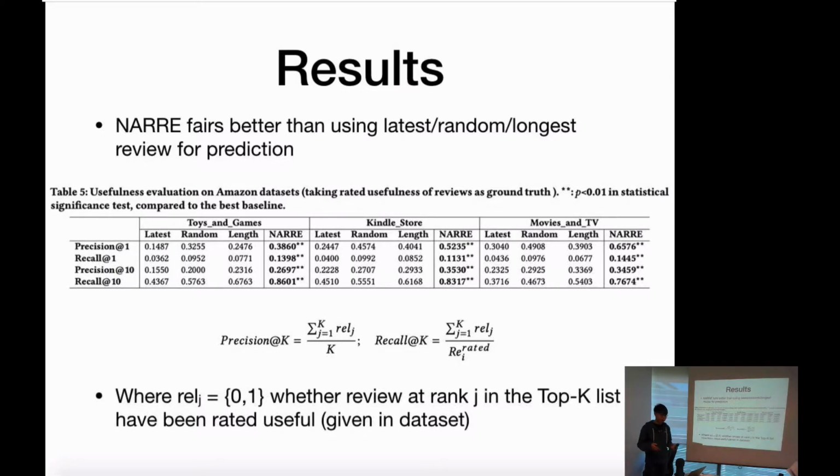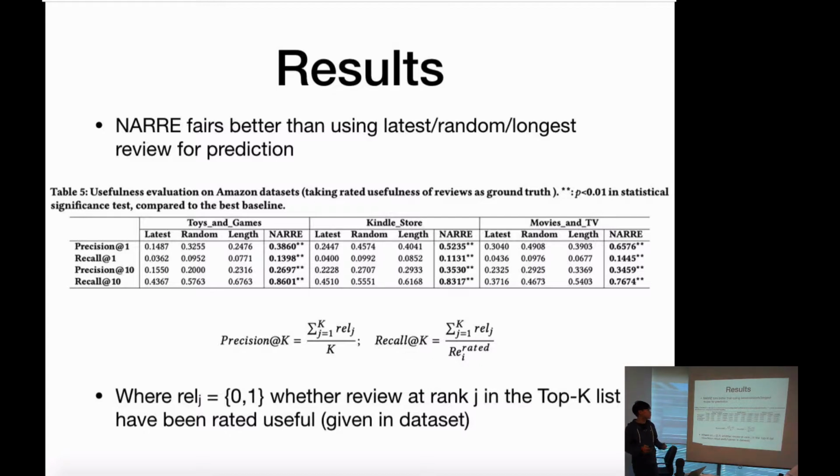Again, Nari fares better than using the latest, random, or longest review for prediction. So instead of using Nari, the attention score, we use the latest, random, or longest, and Nari gives better results at both precision at 1 and recall at 1, and precision at 10 and recall at 10.